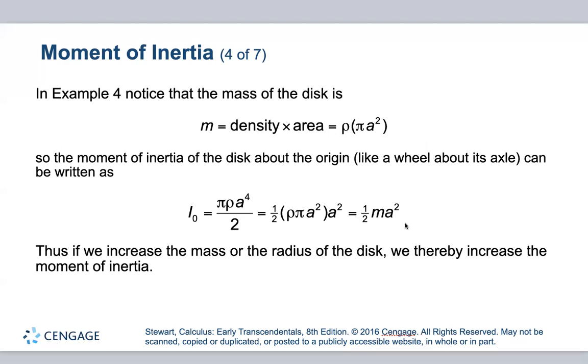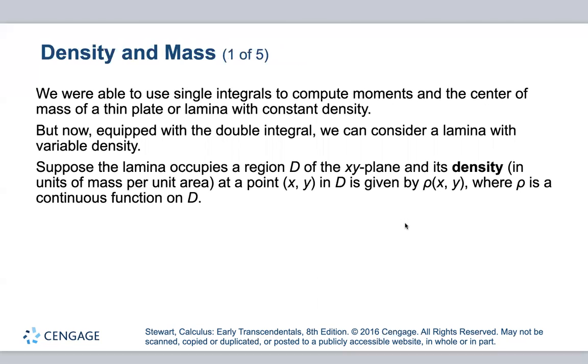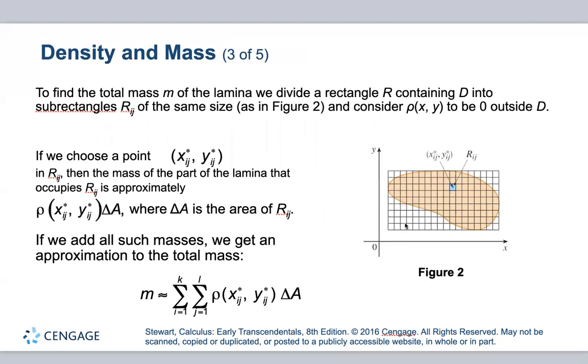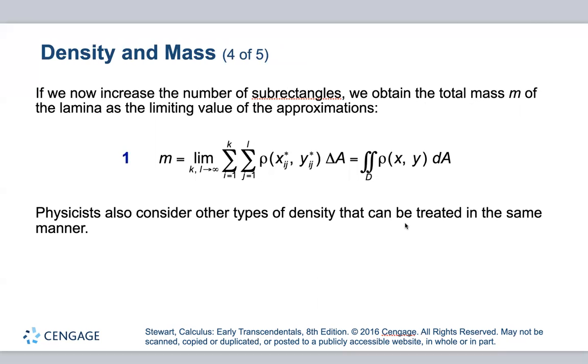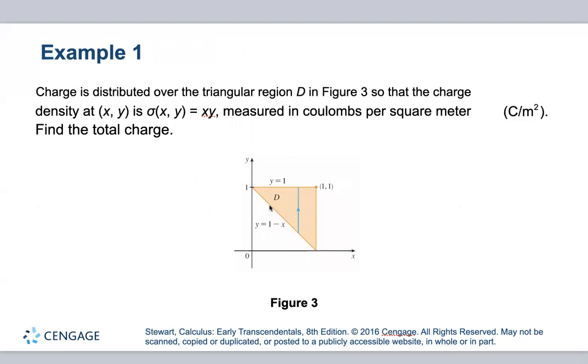To summarize, the formulas that you need to remember from this section are, let me go back and start over. So the formulas we need from this section are that the mass, little m, of a region is the double integral of the density over the region. If you have a charge density, you can get the total charge in the region by integrating that over the region.